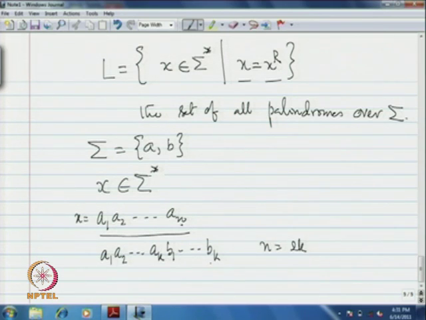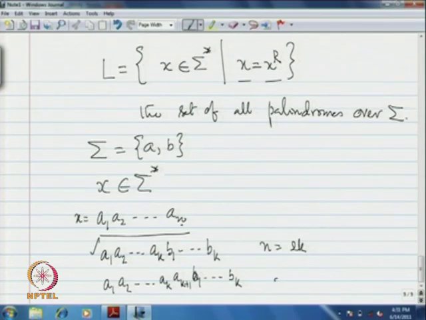And if it is of odd length, I may write it as a 1, a 2, up to a k, a k plus 1, and then say b 1, b 2, up to b k. This is the even length string, this is the odd length string. Here n is of the form 2k plus 1, this is the length. Now, look, since it is a palindrome, the symbol a 1 should be equal to b k, a 2 should be equal to b k minus 1, and so on, and a k should be equal to b 1.